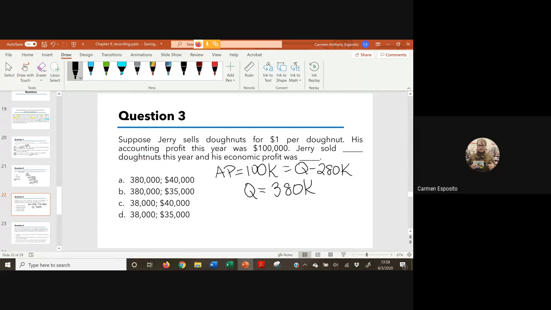So we found our first part. And so that means C and D are no good because it's not 38,000, it's 380,000. And economic profit is accounting profit minus opportunity cost. So if you take 100,000, subtract off the 65,000, you get the 35,000. And so our answer here should be B.